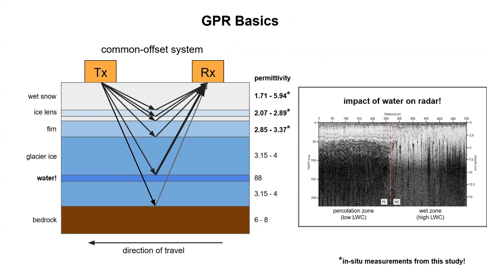Water, for example, has a permittivity that is approximately 30 times that of wet snow and firn. This causes significant attenuation of our radar signal, as shown in the radargram to your right. Here, high water content in the wet snow zone turns our beautiful stratigraphic horizons to TV static. So, water content within snow can significantly impact our ability to image the subsurface with radar.